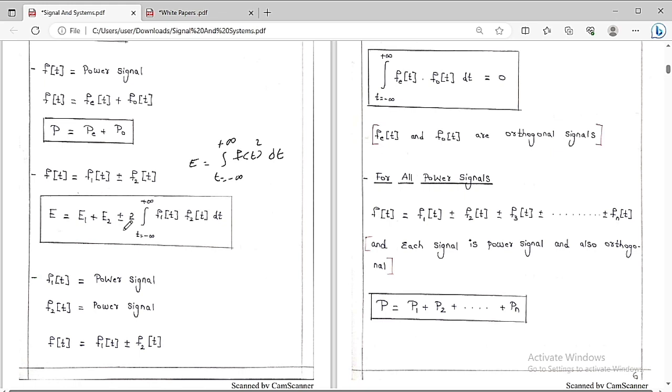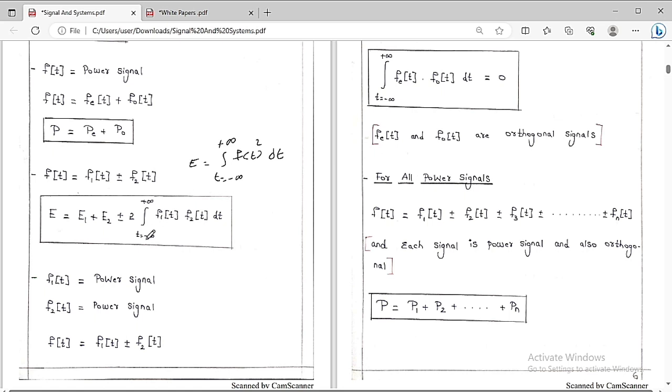So finally I can say the overall energy present in the signal f of t is equal to e1 plus e2 plus or minus 2 into integration from t equals minus infinity to plus infinity of f1 of t into f2 of t dt. If you take any signal and represent it as a summation or subtraction of two signals f1 of t and f2 of t, then the overall energy present in f of t is equal to e1 plus e2 plus or minus 2 into the integration of f1 of t into f2 of t dt. Here e1 is the energy present in the signal f1 of t and e2 is the energy present in the signal f2 of t. So these things you always have to keep in your mind.